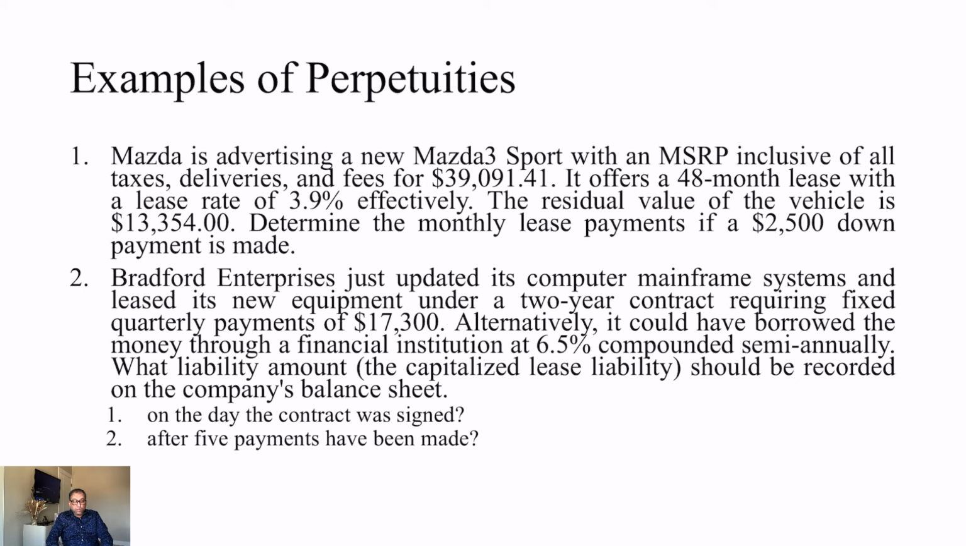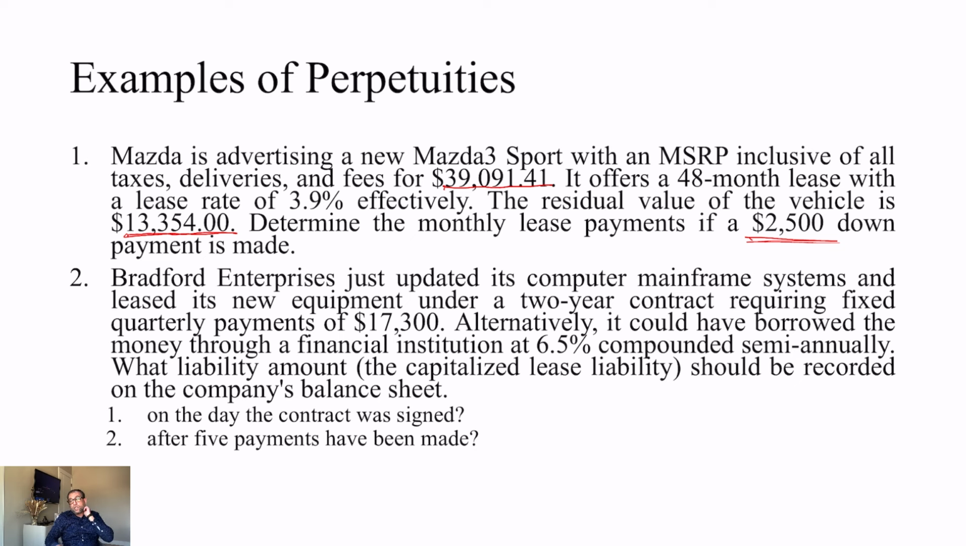Mazda is advertising a new Mazda 3 Sport with an MSRP, inclusive of all taxes, delivery and fees, of $39,091.41. It offers a 48-month lease with a lease rate of 3.9% effective. The residual value of the vehicle is 13,354. Determine the monthly lease payment if a 2,500 down payment is made. As I mentioned in the beginning, a lease is a very special type of annuity in which there is a down payment and there is a residual value, at which the lessee can buy the asset.